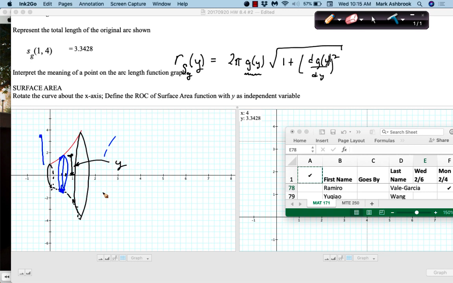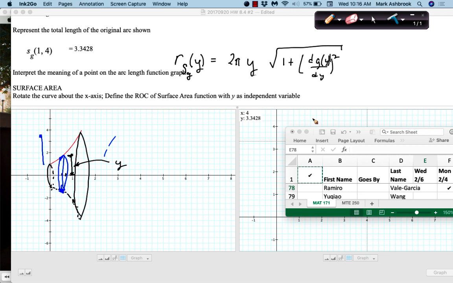What is g of y? G of y is x. G of y is like how far we are over this way. So what should we put instead? Just y. Do you see it? Because the radius of our ribbon is the y coordinate of the point in the current interval. So it should not be g of y, but y.